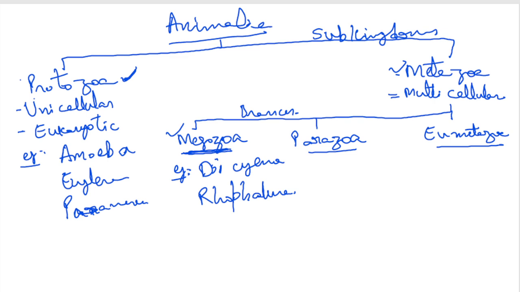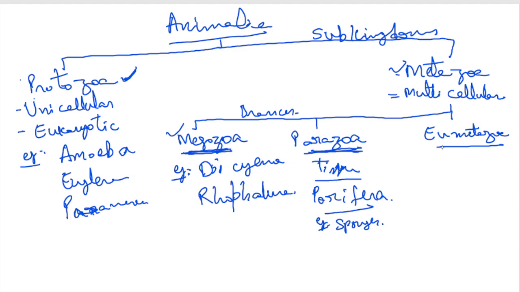Now the branch Parazoa. The Parazoa are multicellular organisms, but without the formation of well-defined tissue. They have a multicellular structure, but they don't have definite tissues, which means there is no coordination between the cells. The only phylum in Parazoa is Porifera. The poriferan animals belong to the Parazoa branch, and sponges are the best example.